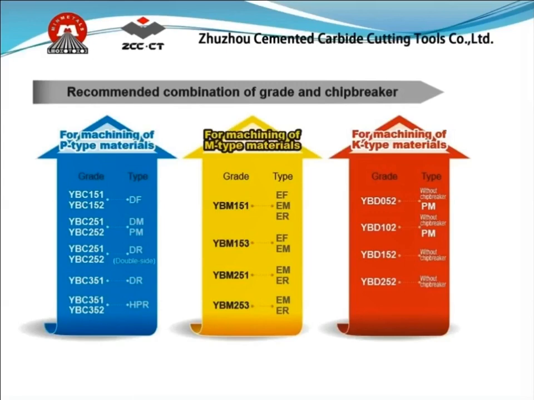good surface quality. As for K materials, due to the short chipping and general cast iron application conditions, we only offer PM combined with YBD 052 for gray cast iron machining and YBD 102 for nodular cast iron machining. As for YBD 15-2 and YBD 25-2, we recommend them without a chip breaker to enhance the insert toughness instead of wear resistance.